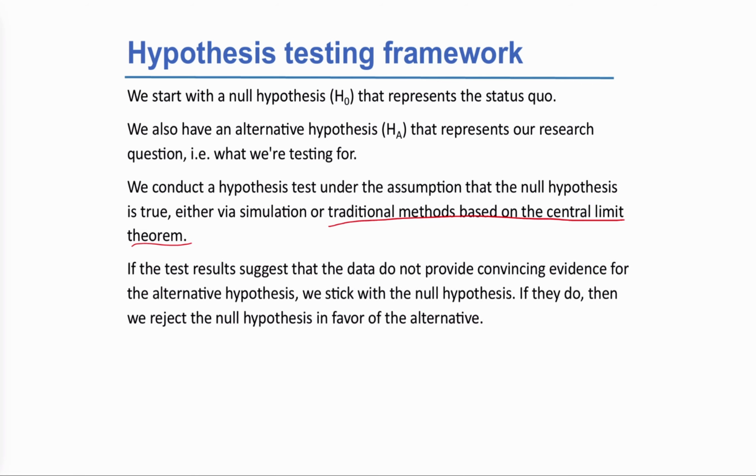If the test results suggest that the data do not provide convincing evidence for the alternative, we stick with the null hypothesis, right? The null is our default. It's our assumption. If we don't have enough evidence in favor of the alternative, then we stick with the default. We stick with the status quo. If they do, then we reject the null in favor of the alternative.